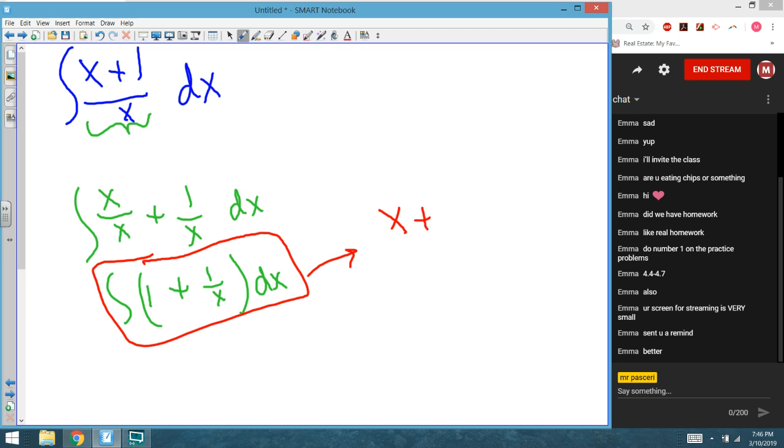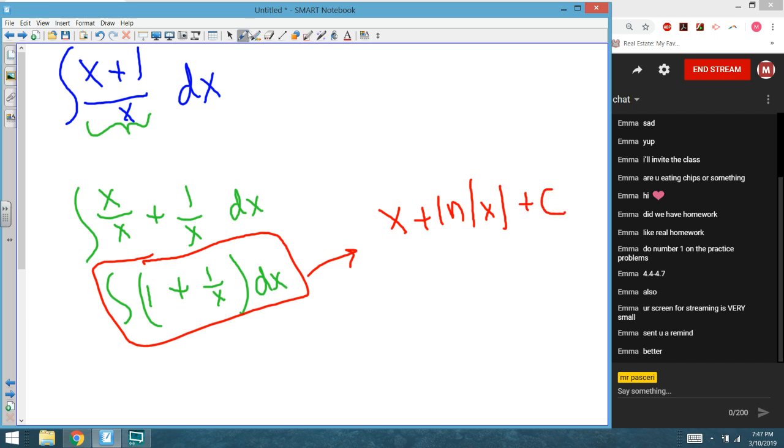Now this is a memorization thing. You just got to memorize that ln of x comes out to 1 over x. So ln of |x| is going to be the integral of 1 over x. And don't forget your plus c, of course.